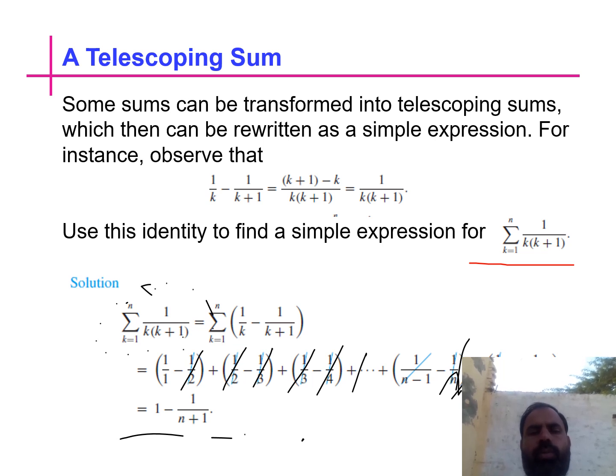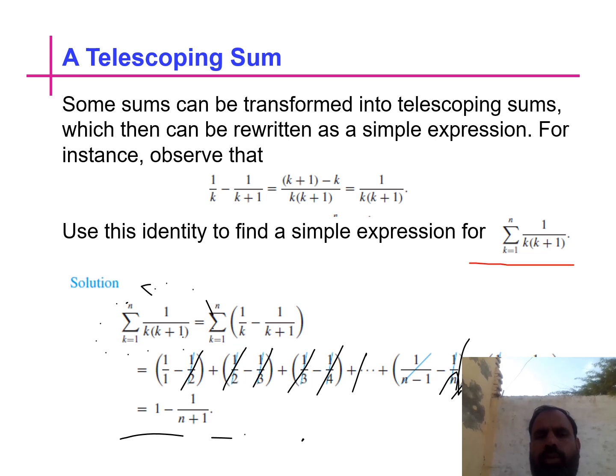This summation can be written as the sum of 1 over k minus 1 over k plus 1. When we expand these sums, we get 1 by 1 minus 1 by 2 when we put k equal to 1, and plus 1 by 2 minus 1 by 3 when we put k equal to 2, and the next will become 1 by 3.